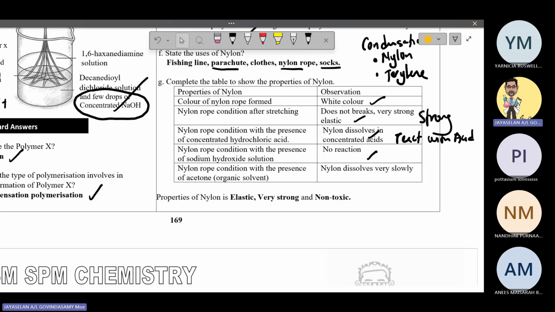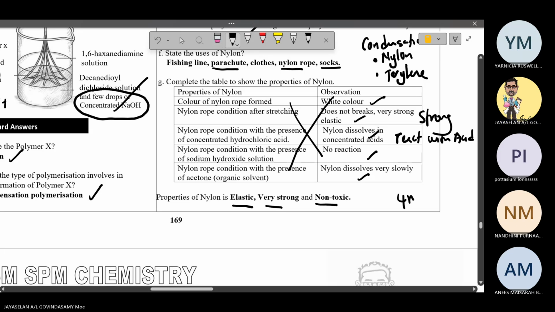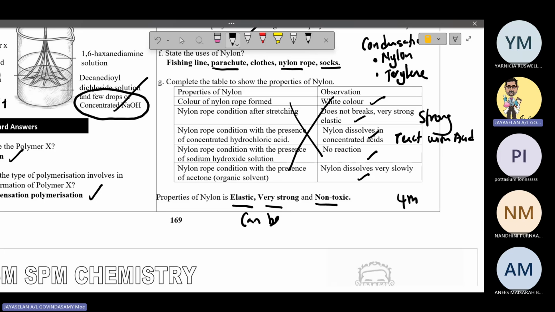Okay, nylon in the presence of organic solvent, dissolve very slowly. So dalam exam dia akan tanya apa tau? State properties of nylon. Dia takkan tanya ni. Ini untuk you punya understanding saya letak. Dia akan tanya what is the properties of nylon? Katakan dia bagi 3 markah: elastic, very strong, non-toxic. Katakan dia bagi 4 markah, so you only give 3. 4 markah you put what? Can be colored. That's why nylon is used to make cloth. Cloth very colorful, right? So can be colored. Okay, any question?